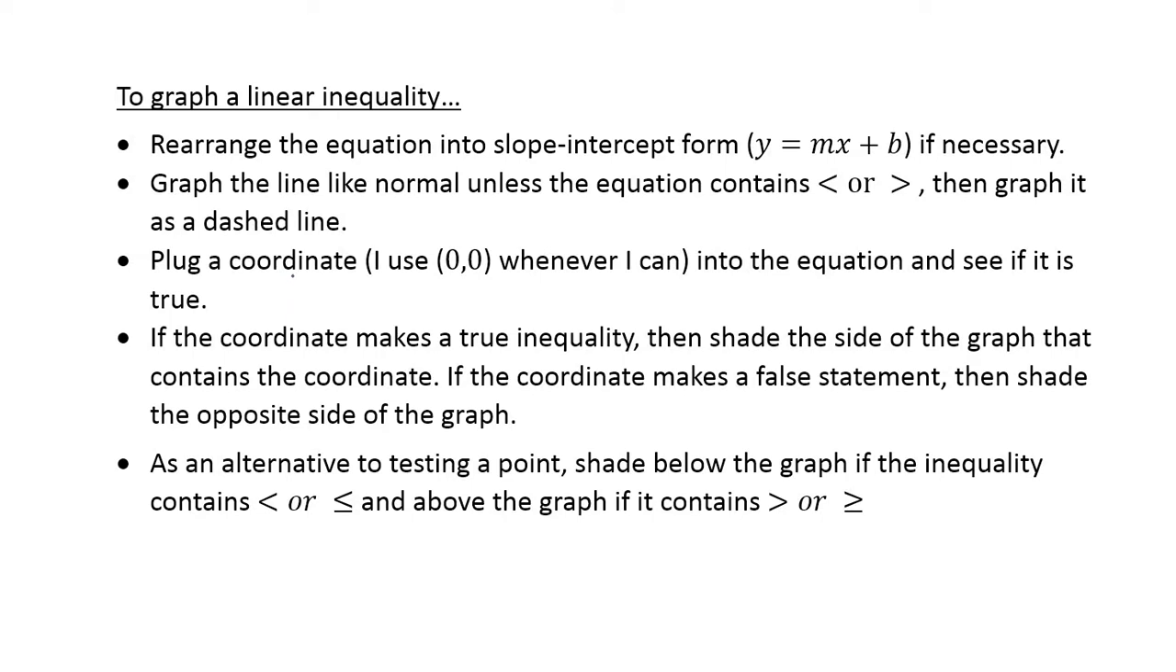Now here's one way to tell which side of the graph to shade, because this is where a lot of struggles pop up. I like to plug a coordinate in, and if I can, I use 0, 0 just because it's easy. Sometimes you can't because the graph goes right through 0, 0, but plug it in and see if it's true. If the coordinate you chose made a true inequality, then you shade the side of the graph that you got that coordinate from. If the coordinate makes a false statement, then you shade the opposite side of the graph. As you get more comfortable with these, you probably don't need to do that, but it's a good thing to just go test a point.